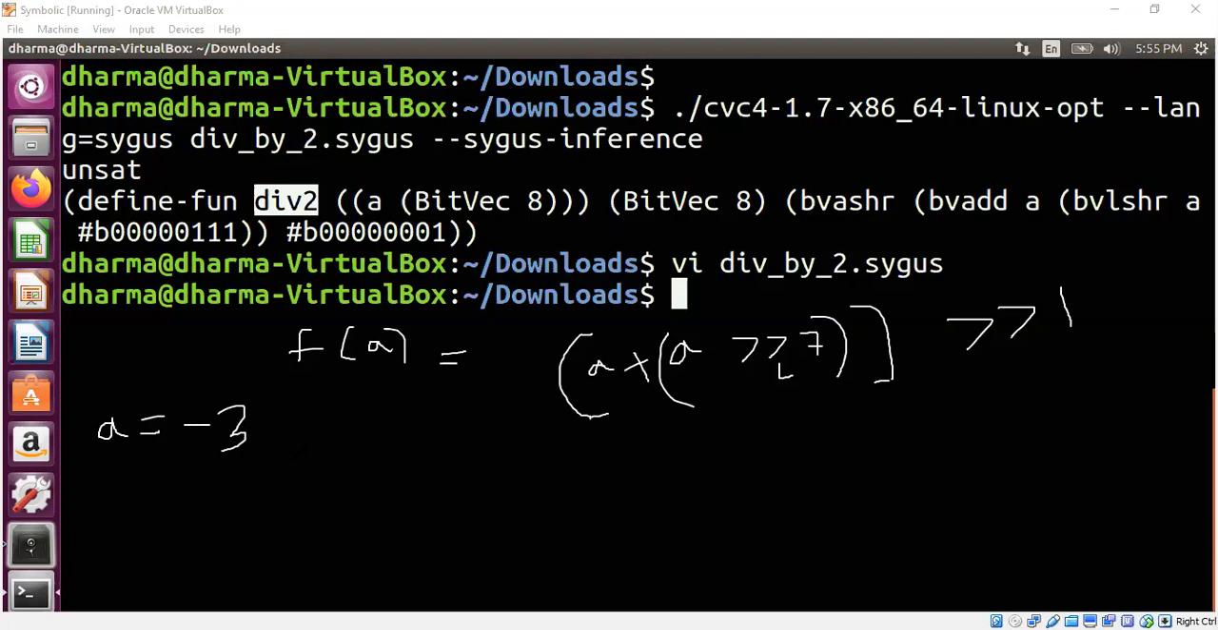What do we expect the answer to be? The answer should be -1. So can we confirm this? We have -3. The first step is to shift. What was this called? Logical shift. But remember, we are not dealing with 8-bit, we are dealing only with 4-bit now. So maybe instead of shifting by 7, we should now be shifting only by 3, because our original bit vector size is 4.